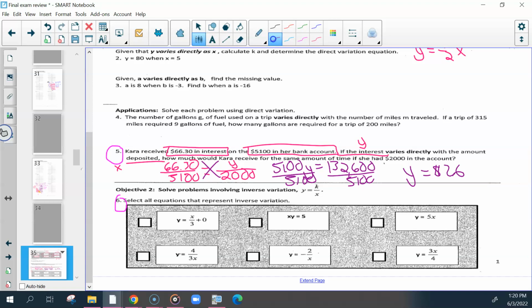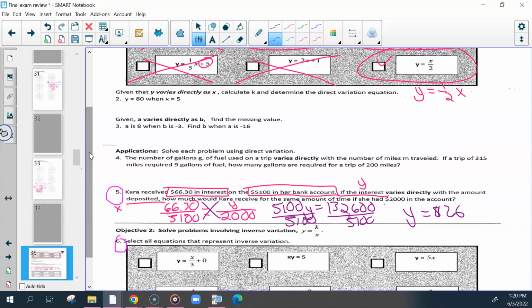Do we have any questions on that one? Before we go on to the next objective, are there any questions in here that we want to see or go over or have questions about?